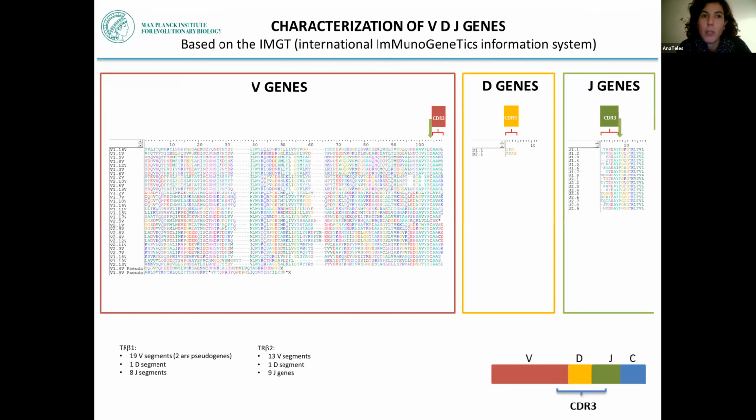And first we had to characterize the V, D and J genes of the T cell receptors, and we found that it's very diverse, and we have both TR beta 1 and TR beta 2 like in other fish.